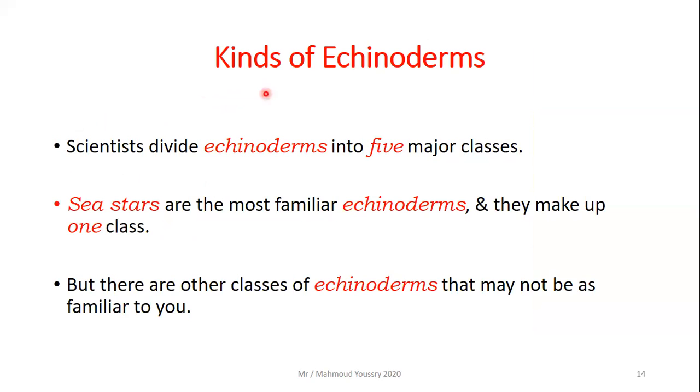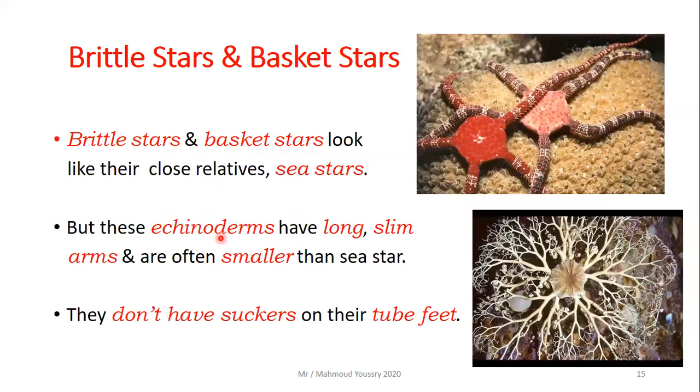Then we come to the kinds of echinoderms. Scientists divide echinoderms into five major classes. Sea stars are the most familiar echinoderms, and they make up one class. But there are other classes of echinoderms that may not be as familiar to you as the sea stars.